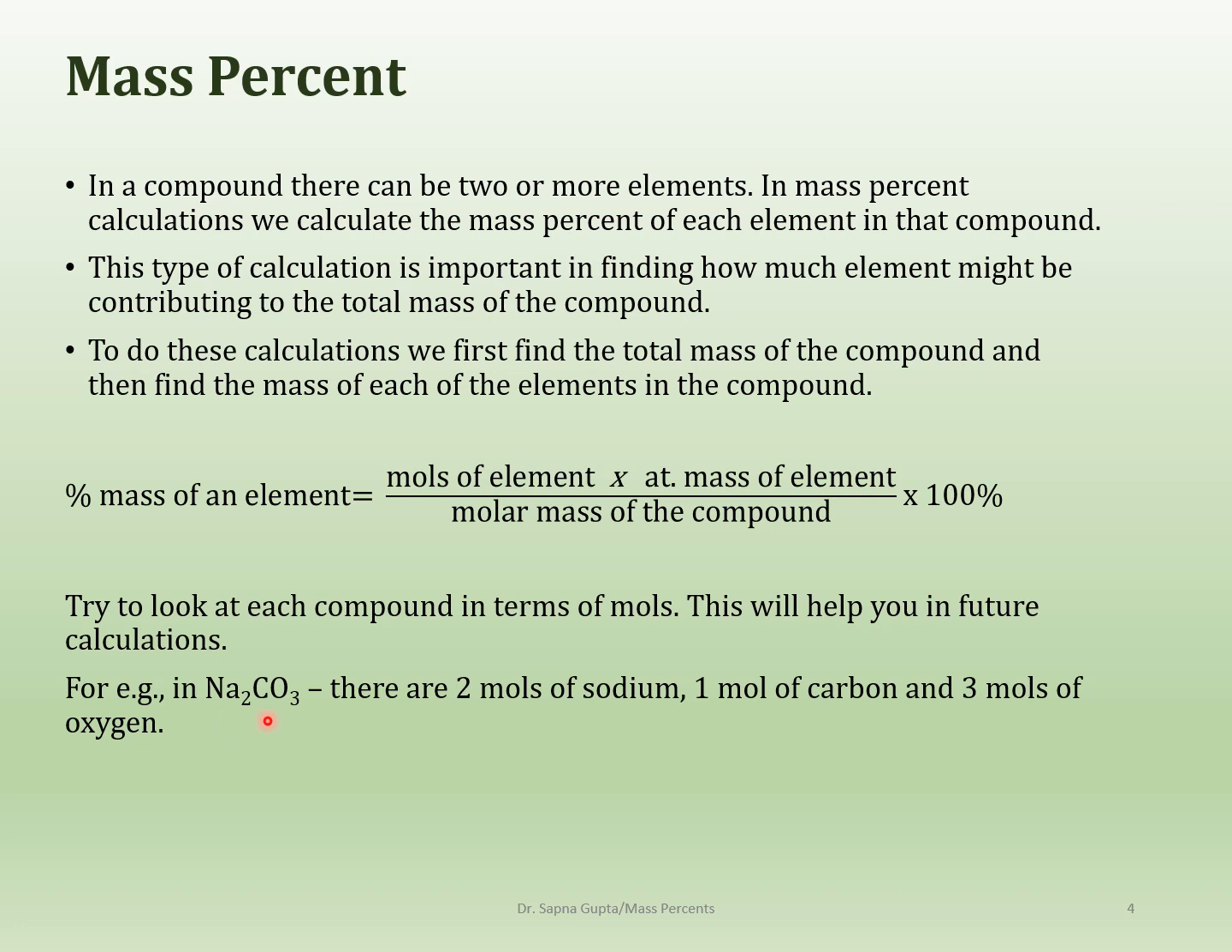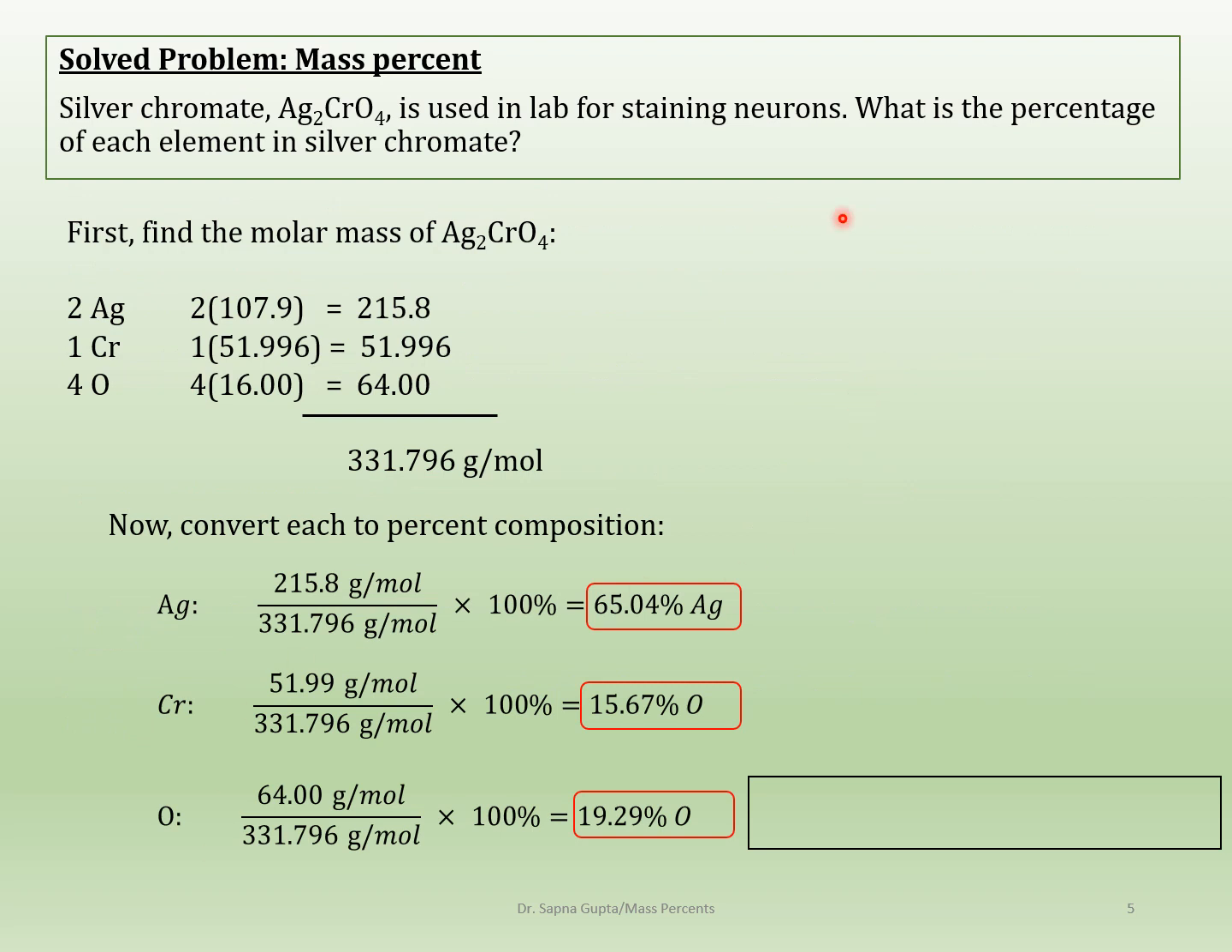So again, 2 moles of sodium, 1 mole of carbon, and then 3 moles of oxygen. Okay, so look at compounds in terms of mole ratios. Okay, so here is where calculation for mass percent.